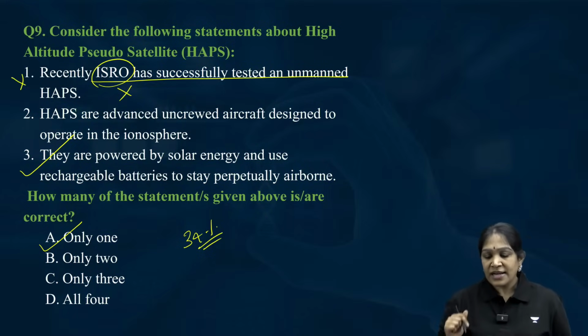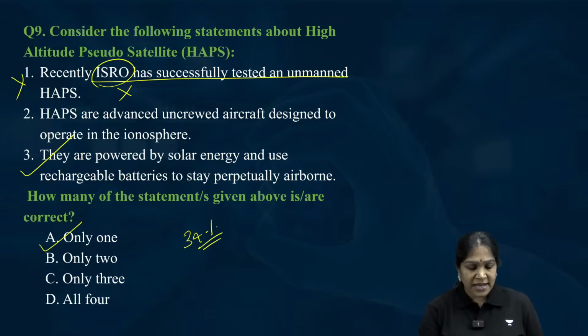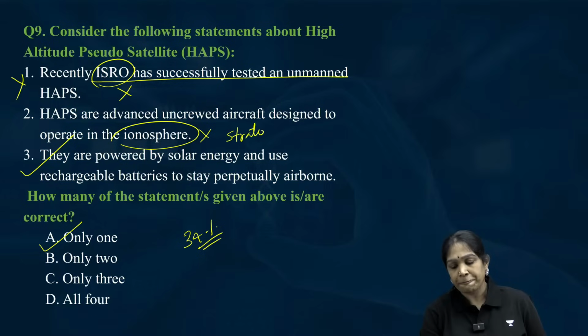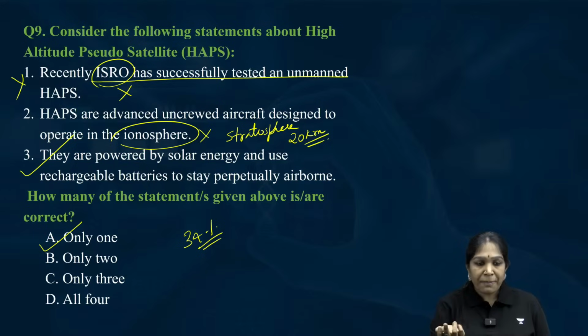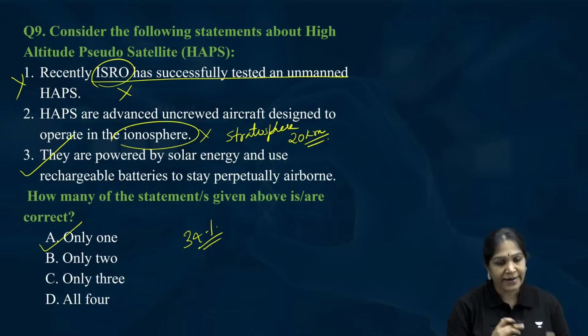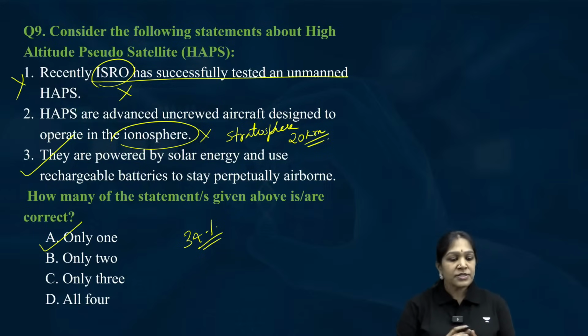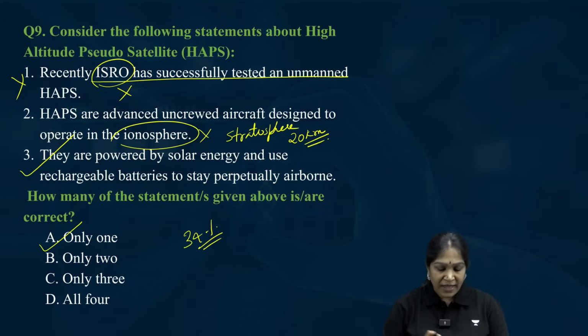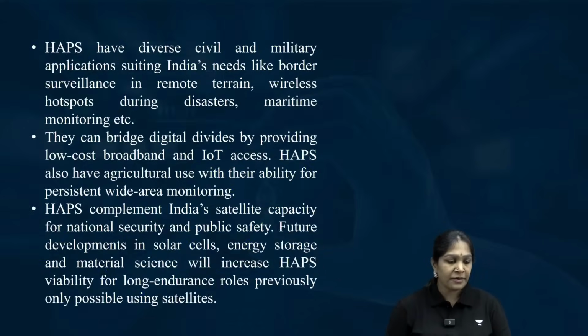Next, they are advanced uncrewed aircraft designed to operate in the ionosphere. No, they work in the stratosphere, 20 kilometer stratosphere. Okay, they are powered by solar energy. Correct. So that is all about question number 9, and we are now proceeding further.